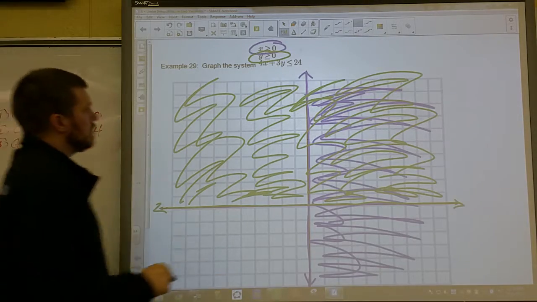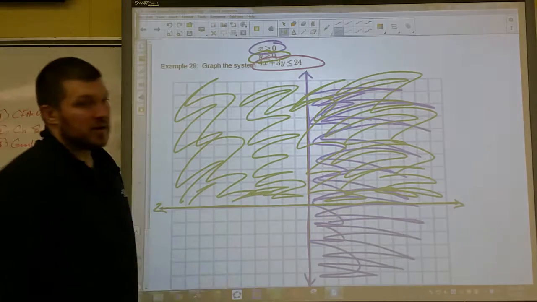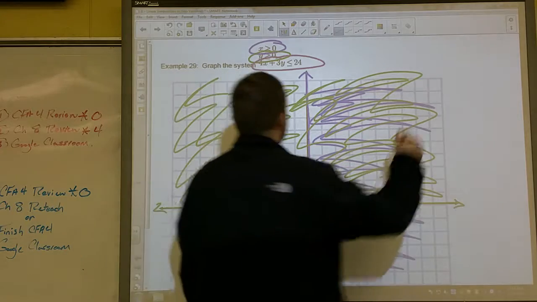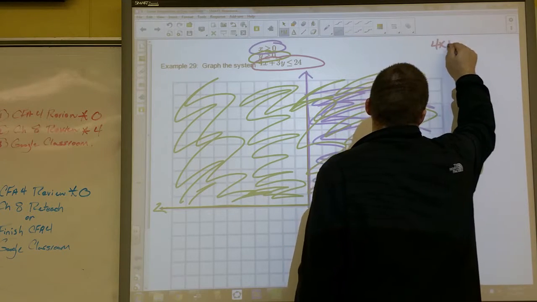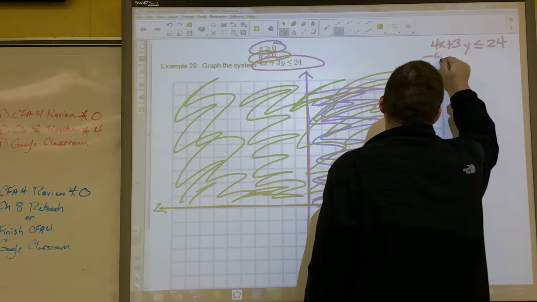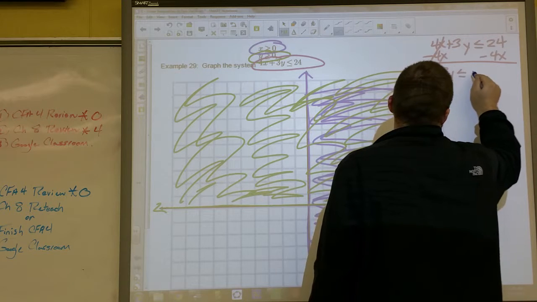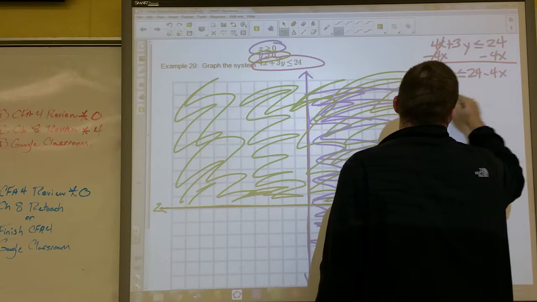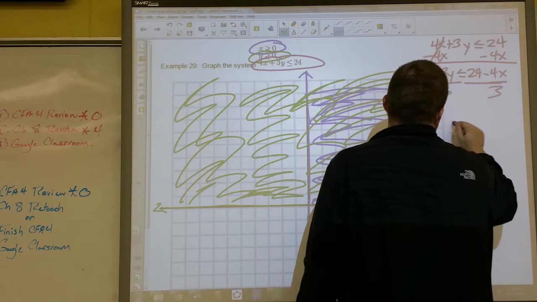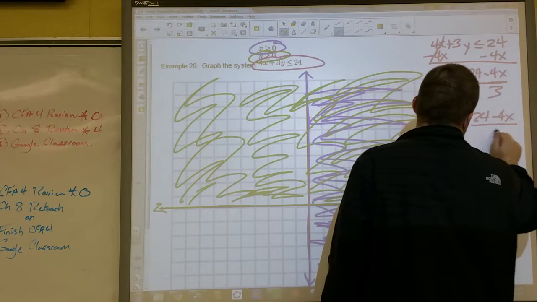And then finally, we want to graph our diagonal boundary line. I know it's diagonal because I see both x and y working together, but before I can do that, I have to get y by itself. So I'm going to do some scratch work over here on the side. 4x plus 3y less than or equal to 24. I'm going to start by subtracting 4x on both sides. So 3y less than or equal to 24 minus 4x. Divided by 3 on both sides. So I have y less than or equal to 24 minus 4x all over 3.